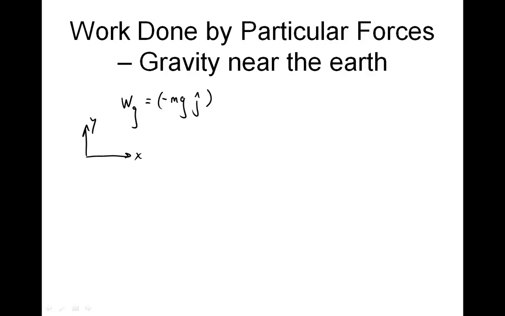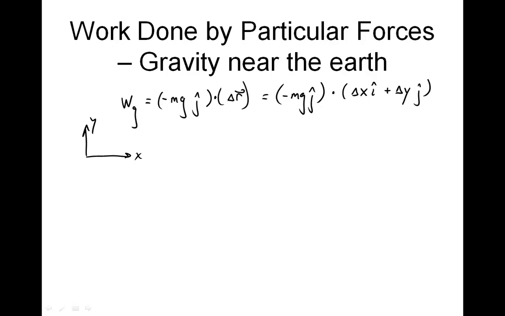Given that, the work done by gravity is minus mg in the j direction, times the displacement, which I'll call delta r. That's a vector quantity, and these are a dot product. And so this will be equal to minus mg times j hat, dotted with delta r, which is going to have a displacement in the x direction. I'll call that delta x times i hat, plus a displacement in the y direction, which I'll call delta y times j hat. That's the net displacement.